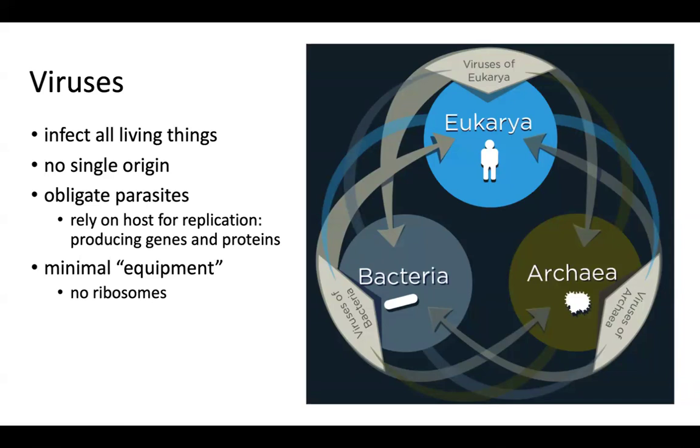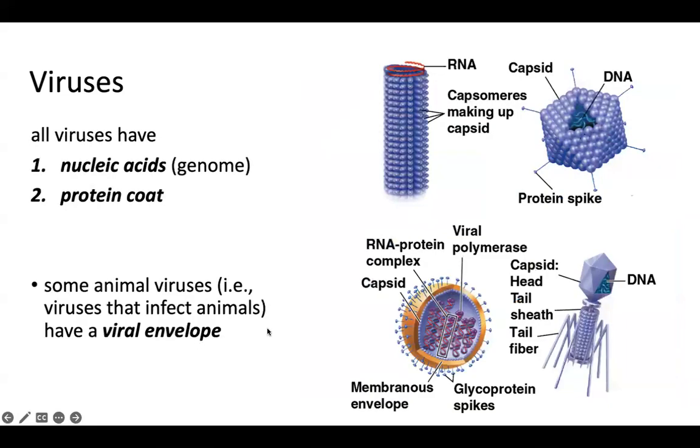They rely on a host for replication to produce more copies of their own genes, genomes, and their proteins. The viruses themselves have minimal structure. The biggest thing being there are no ribosomes, and ribosomes are the organelle that's important for producing chains of proteins from genetic information from nucleic acids.